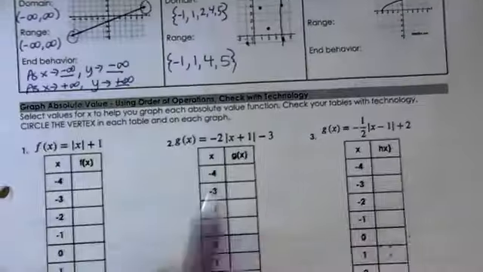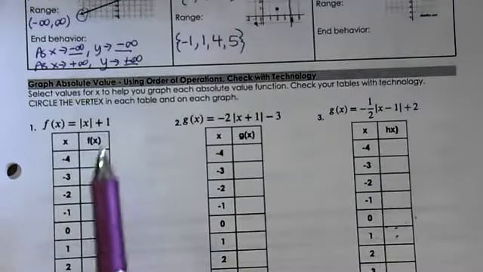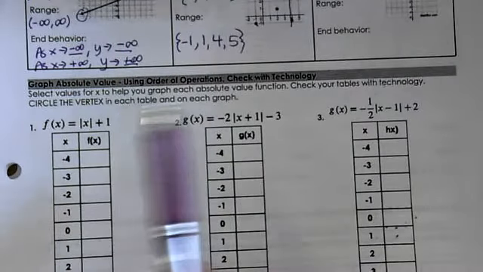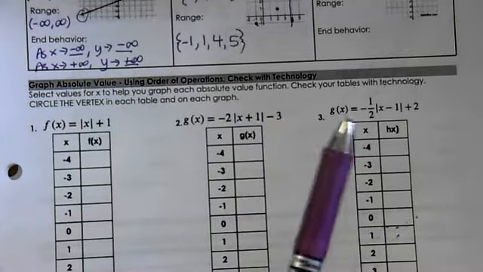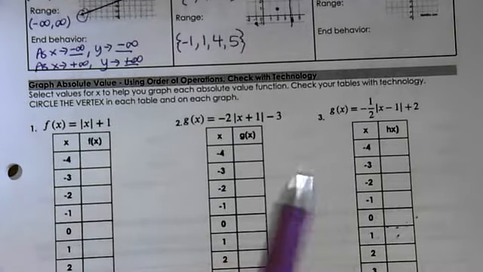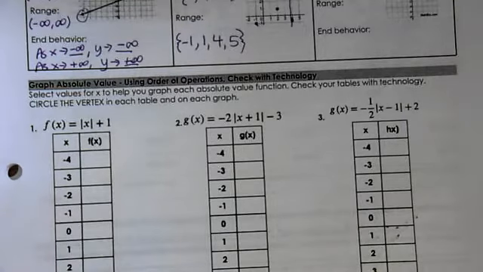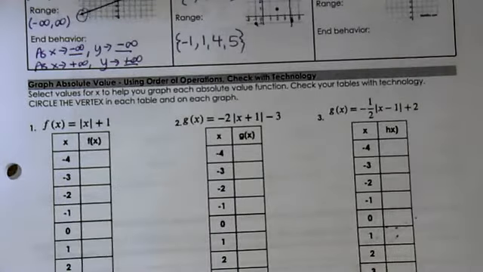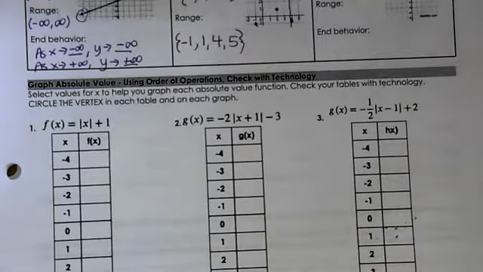And it says here, we want to select values for x to help you graph each absolute value function. Check your tables with the technology. That means if you have either a graphing calculator or even a scientific calculator, you can use it to help you do some of the arithmetic. But eventually today, the goal is to be able to not always have to rely on a graphing calculator to graph these.